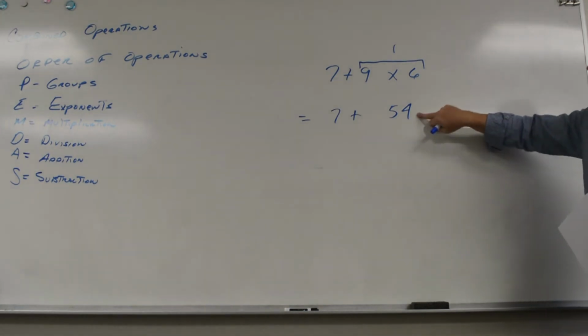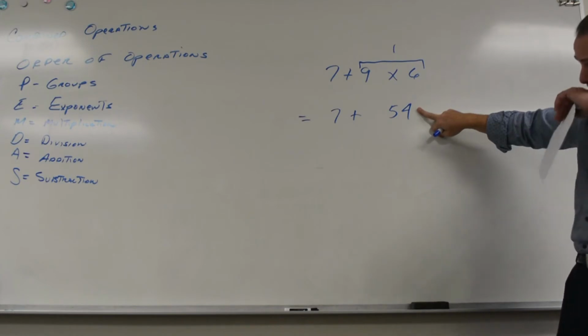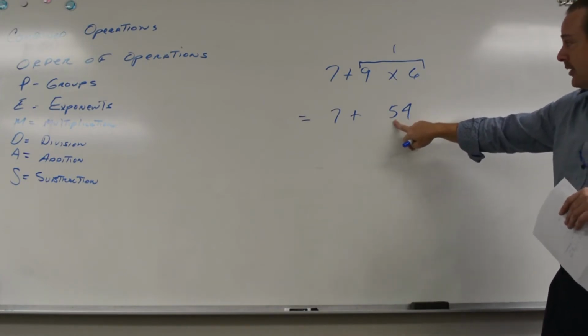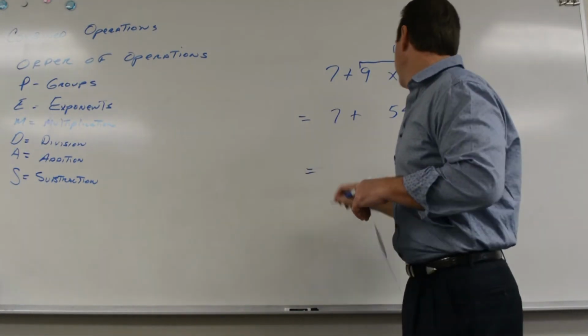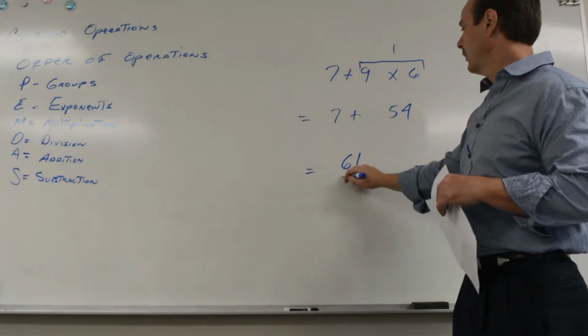Now, in this equation, after we finish the multiplication, is there any division? No. Is there any addition? Yes, right here. So this will be our next step. This is going to equal what? 61. There's our final answer.